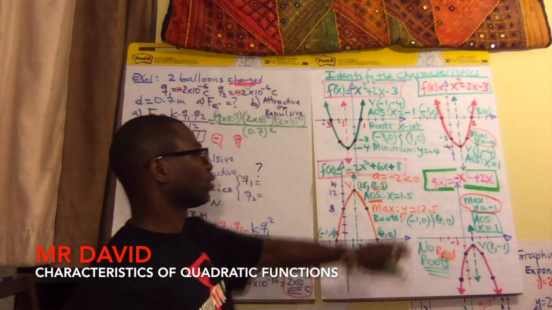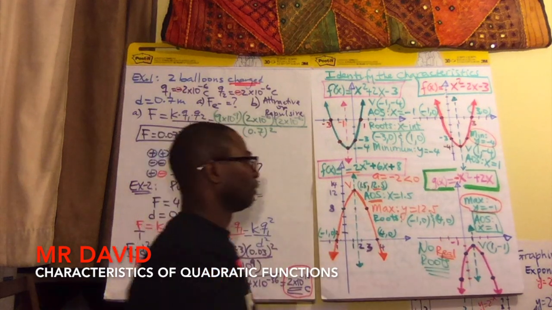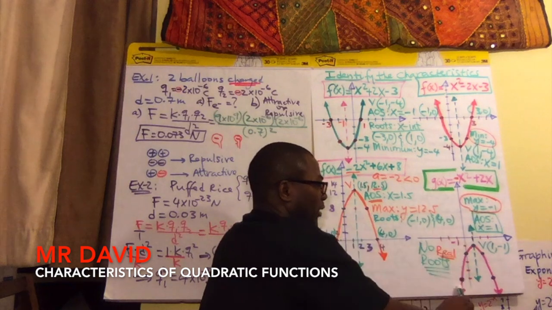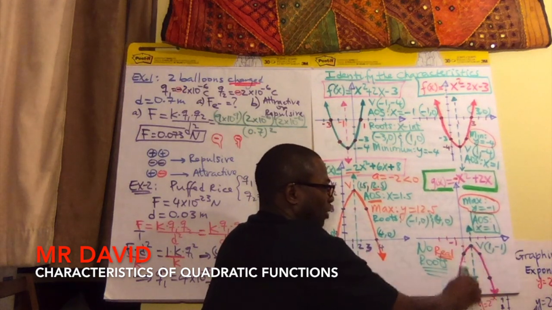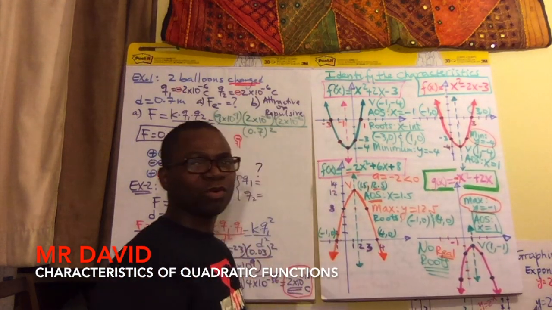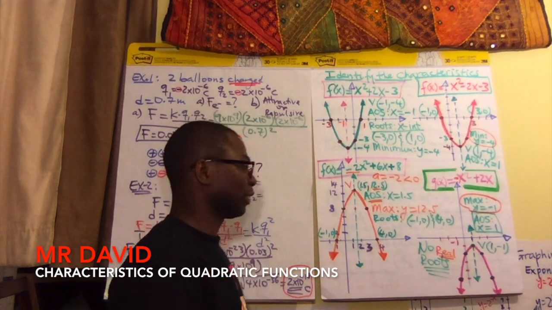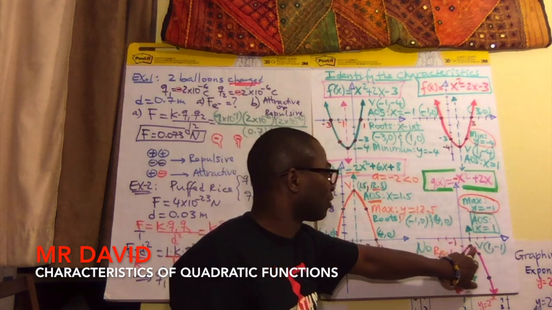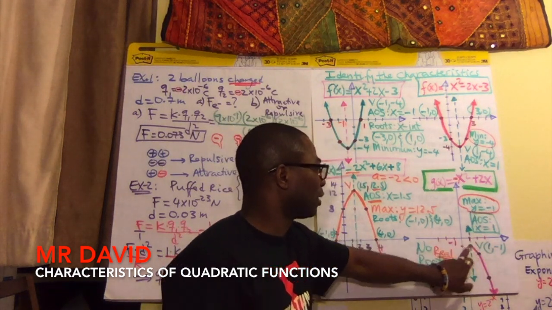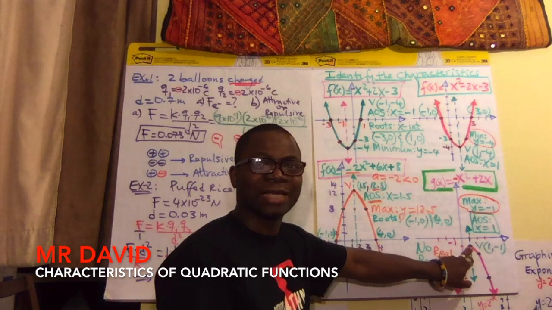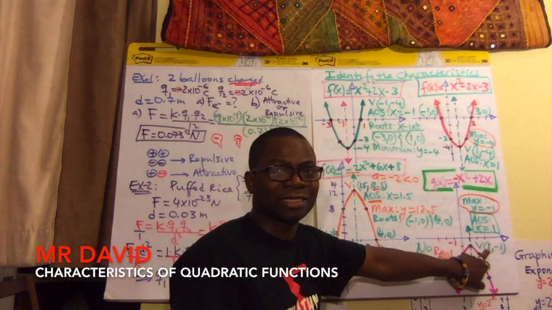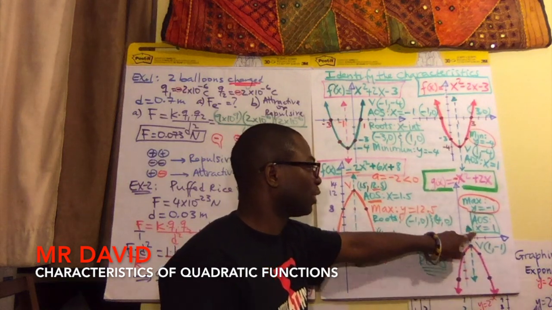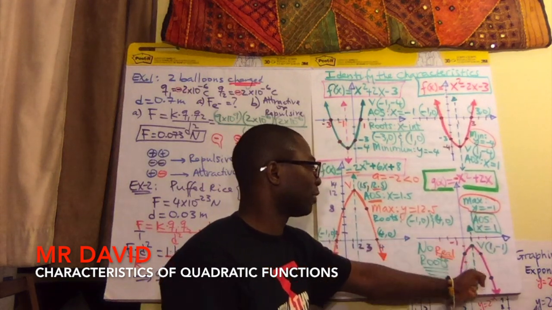Let's look at the last function here. This one is g of x equal to -x squared plus 2x. If you look at this graph, you'll notice that the vertex is at 1, -1. What is the x value of our vertex? X is 1. That will be your axis of symmetry, x equal to 1. So this line right here.